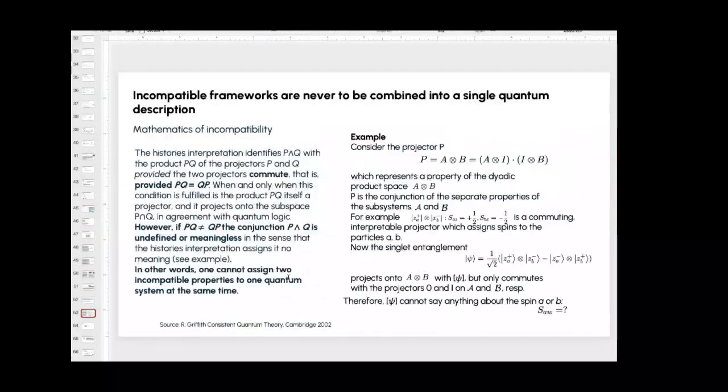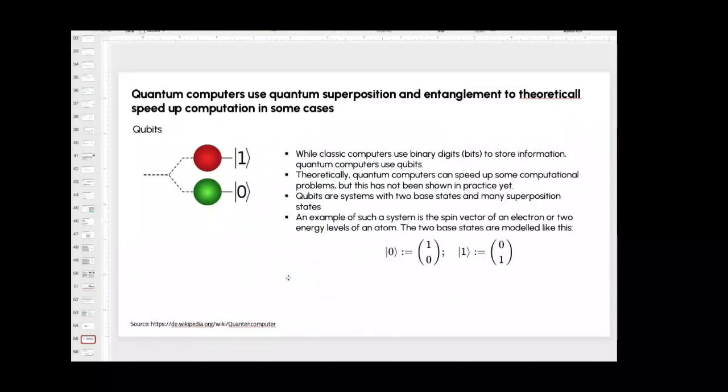Now going back to the quantum bit, a quantum bit is really such a space.